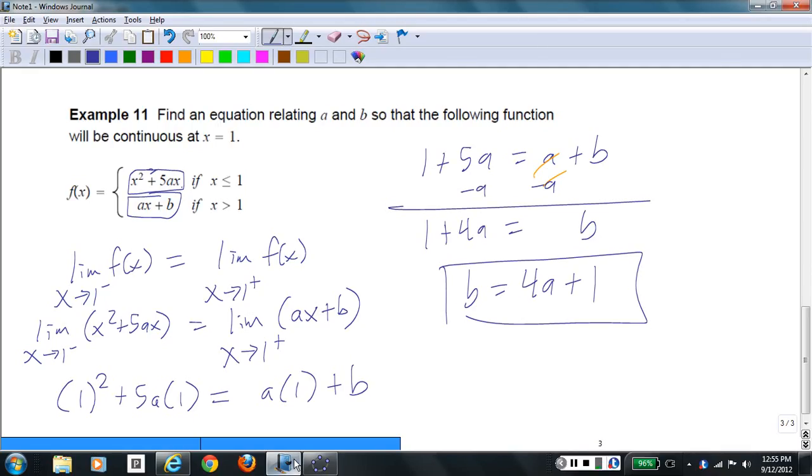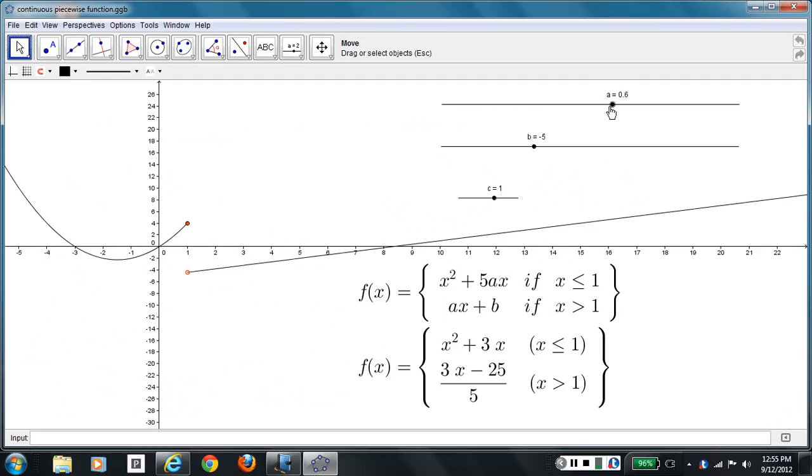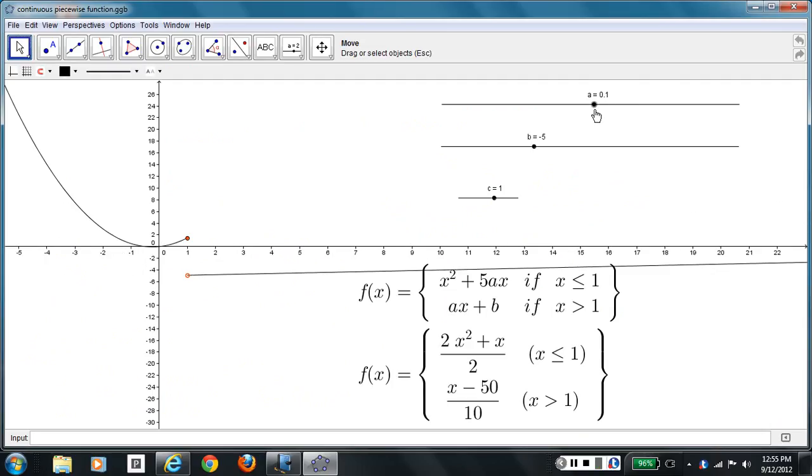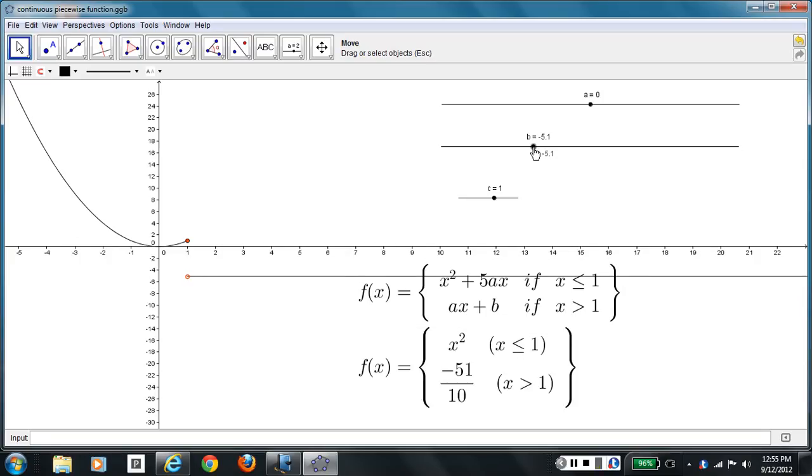If a equals 0, what would b be? b equals 1. 4 times 0 plus 1 is 1. So how about a equals 0, b equals 1? What's this going to look like? Okay, so what function does that give us? 0x plus b. And if b equals 1, are the pieces going to meet?